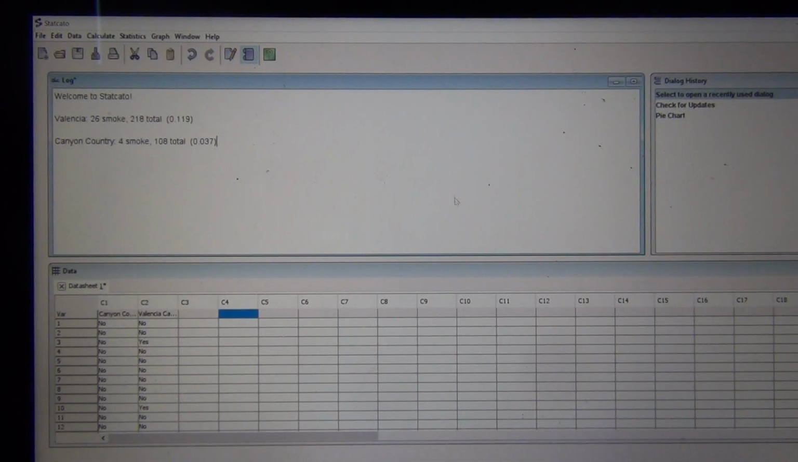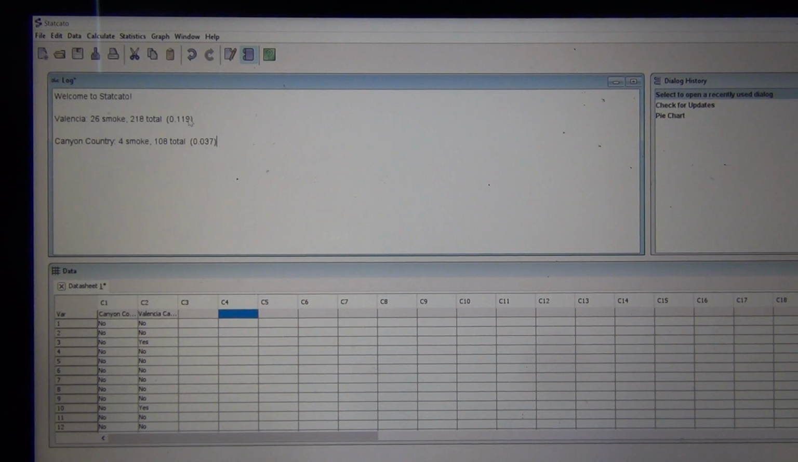So here's StatCato. I typed in that Valencia had 26 smokers out of 218, and Canyon Country had 4 out of 108. I also divided them and calculated a sample proportion. I can see the sample proportion for Valencia was about 11.9%, and for Canyon Country only 3.7%.